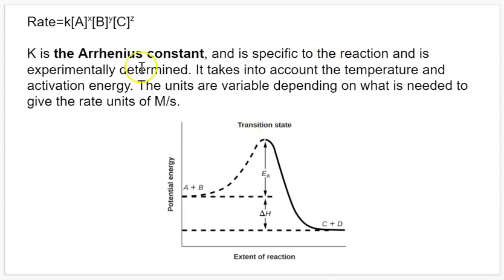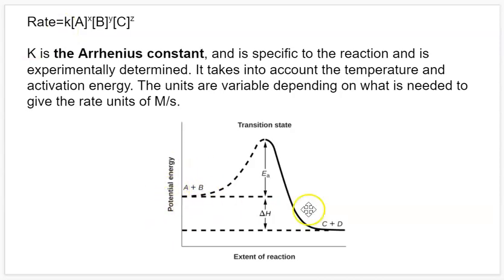And the units of K are also going to be variable depending on the nature of the rate law itself, because the rate needs to be in molar per second. So the units of K are going to need to turn whatever the product of all of these units are into molar per second. And I'm going to go over what I mean by that in a little bit.